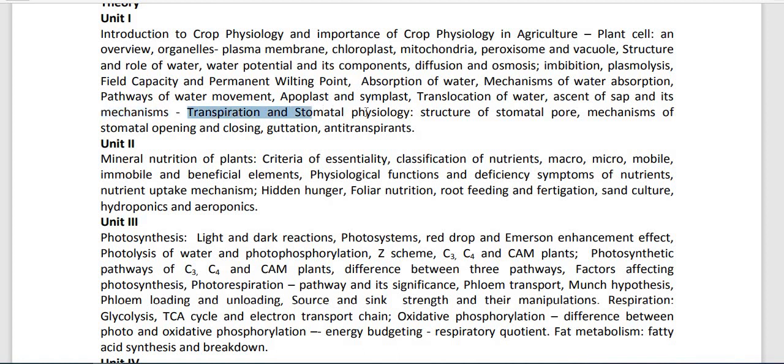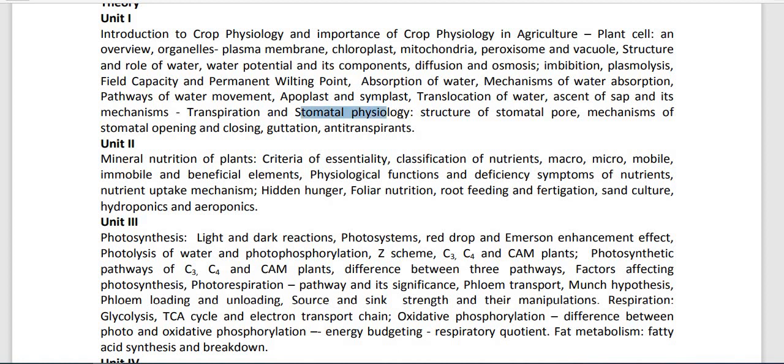Then coming to transpiration and stomatal physiology, you have to see the difference between transpiration and evaporation. Transpiration is a physiological process, whereas evaporation is a normal physical process. So see the difference between transpiration and evaporation.